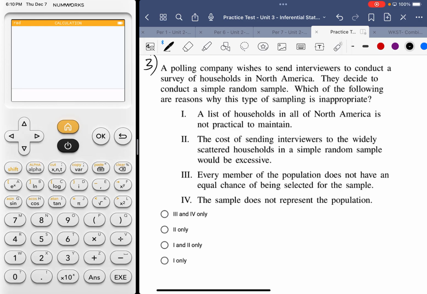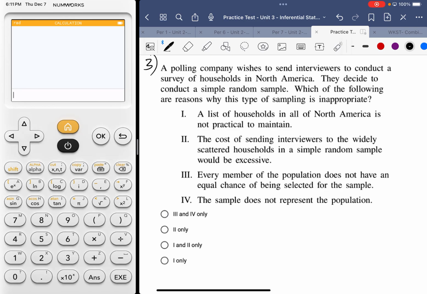Remember, a simple random sample is when you put all the names of whatever the population is in a figurative hat, and then literally just shuffle it all up and reach in blind, pull a name out. That's one element of the sample, another, and so on, right? That's a completely randomized approach. It's the least biased approach to sampling, because you have no control over the items that make it to the sample. Which of the following are reasons why this type of sampling is inappropriate?